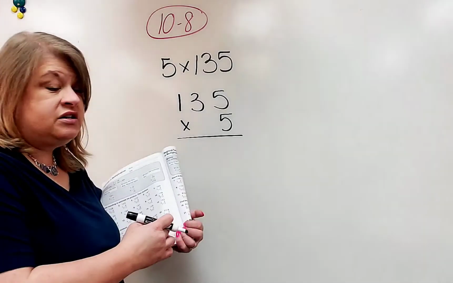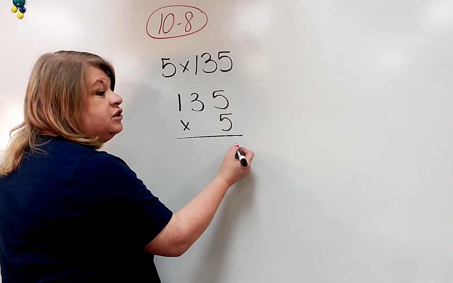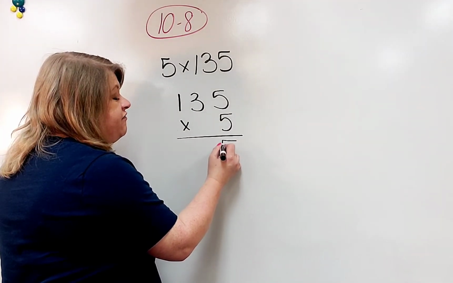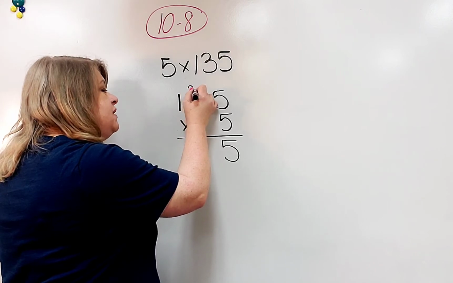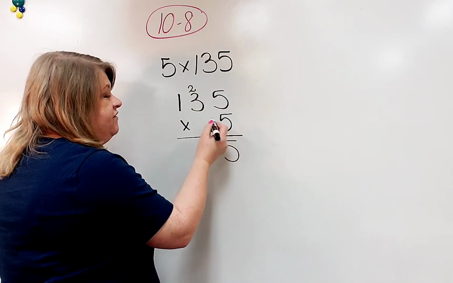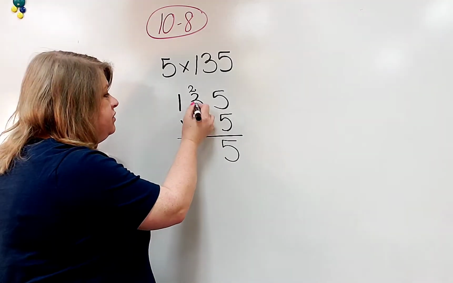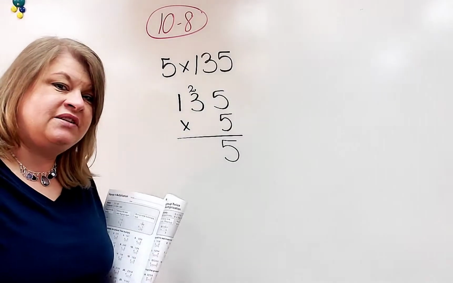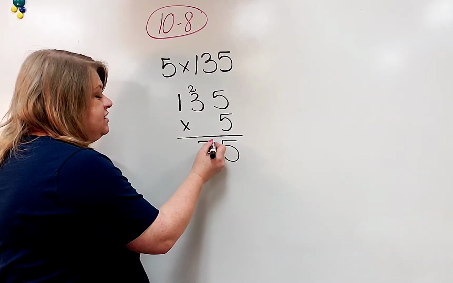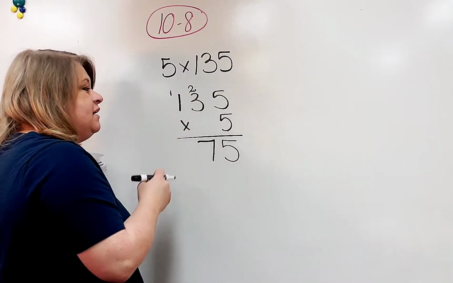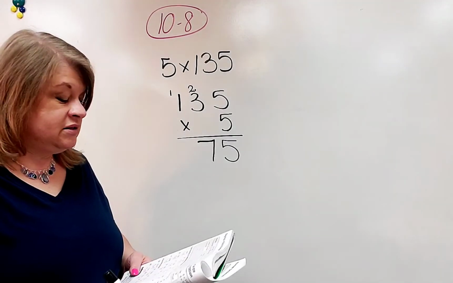So we're going to start in the ones place. 5 times 5 ones is 25. I'm going to put my 5 here because that's in my ones place. I'm going to put my 2 here. 5 times 3 is 15 plus 2. What's 15 plus 2? 17. Oh my goodness, what am I doing? I am going to regroup it again. You can regroup more than once.